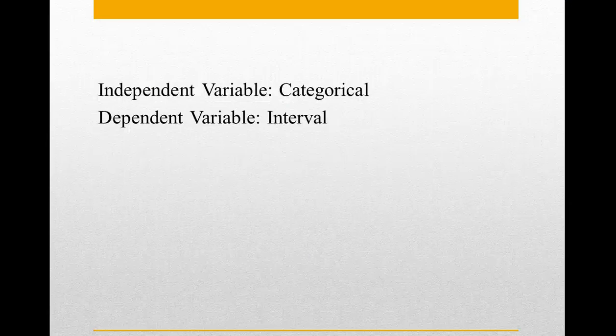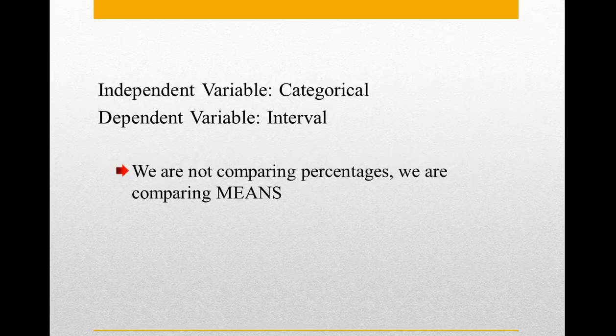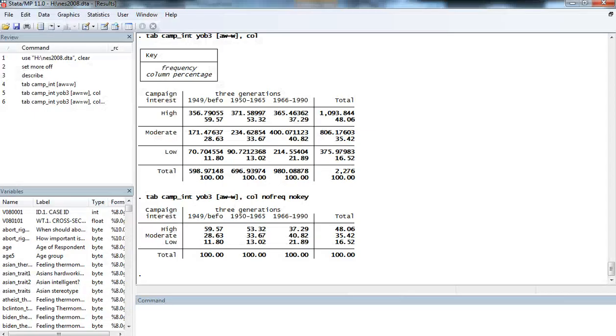Now, suppose you want to compare means. A common hypothesis testing situation is with a categorical independent variable and an interval level dependent variable. What is different from the previous comparison that we made is that now, instead of comparing percentages, we want to compare means. So let's do an example.